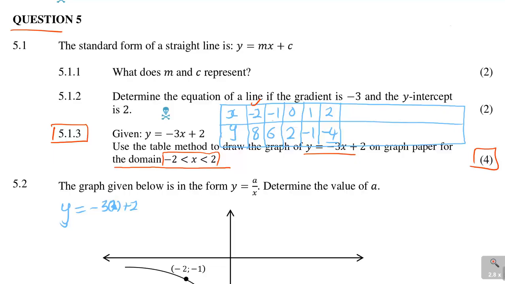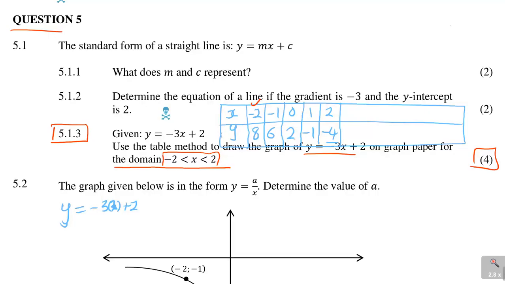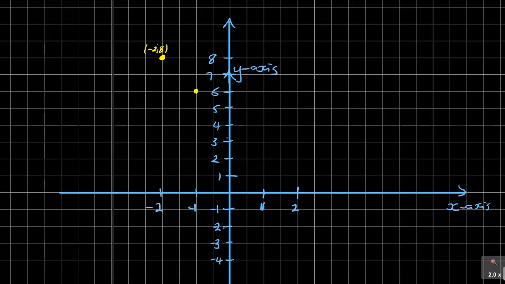Then you say, when x is -1, y is 6. You do the same, -1, you look for 6. There is another point there. And then do the next one. When x is 0, y is 2. So x is 0 is on top of the y-axis, and that y-axis is 2 because x is 0 is on top of that.